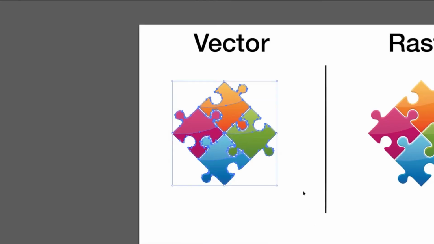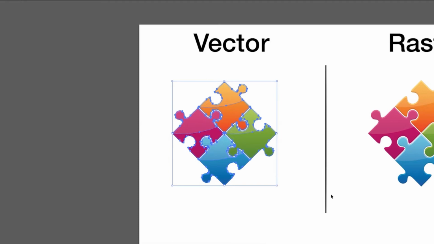Let's zoom in real close. The edges of the image are still smooth no matter how big I make it. And that's what makes vector vector, is that it can be sized to any size and all the lines will still be smooth on the edges.